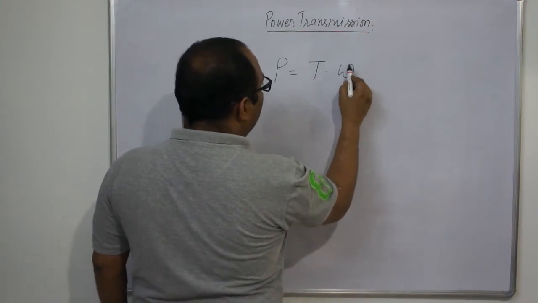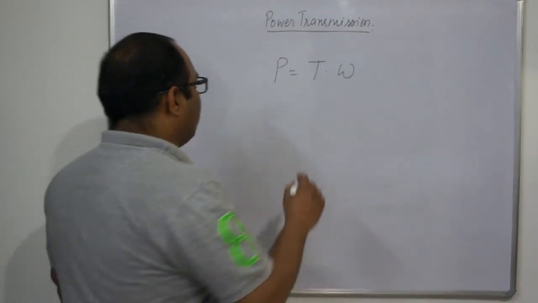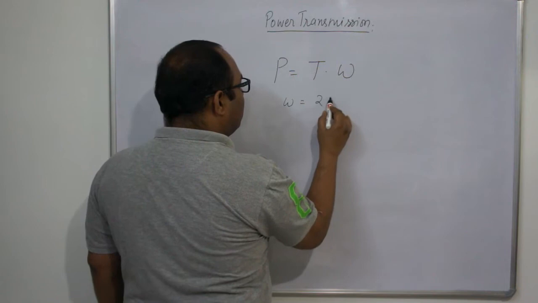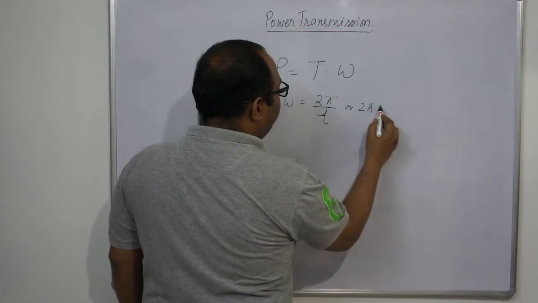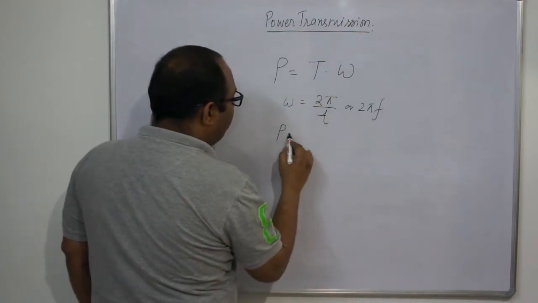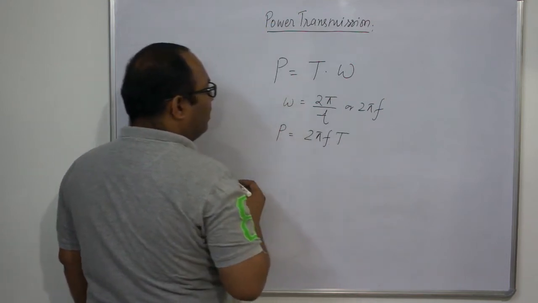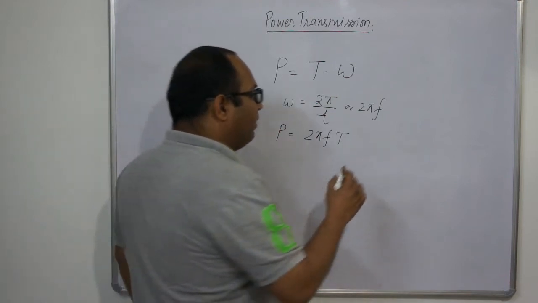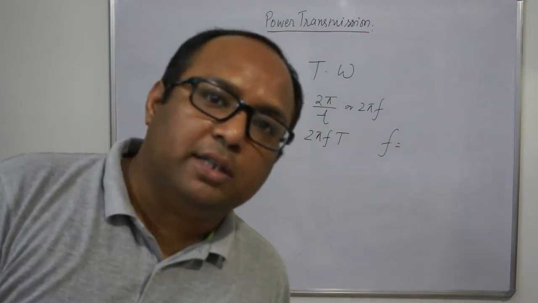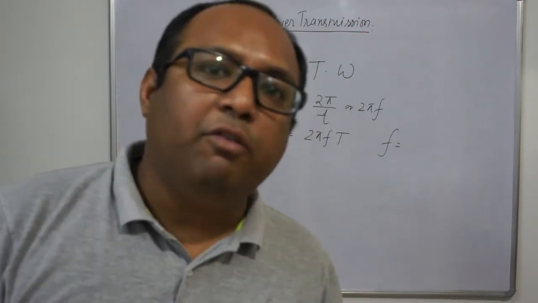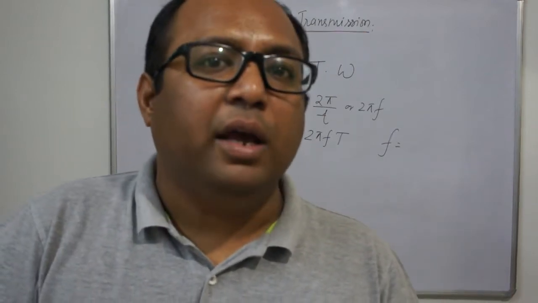We know that power is given by the formula torque into omega, where omega is angular velocity. We also know that omega can be written as 2 pi divided by time period, or 2 pi f. So the formula for power is 2 pi fT, where f represents the number of rotations, cycles or events per second. It is a frequency.